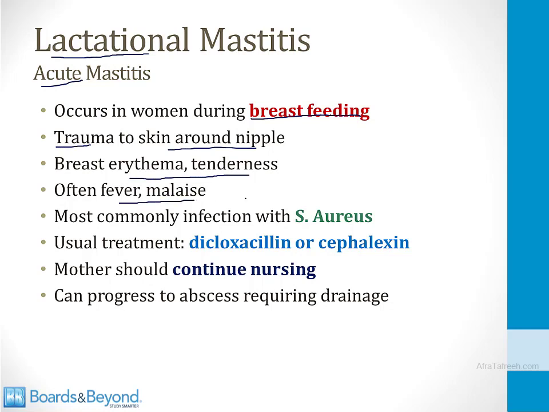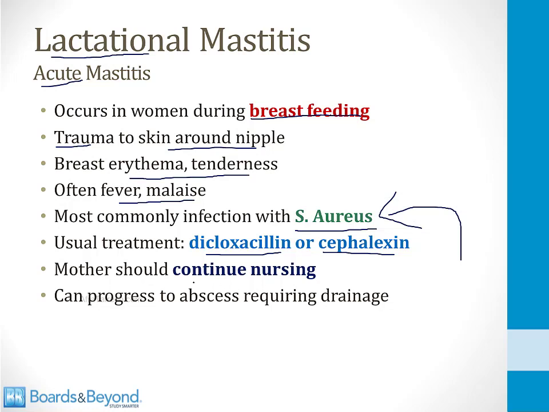This can then lead to erythema and tenderness of the breast and even sometimes fever and malaise. Most commonly, this is caused by infection with Staph aureus, which, as you know, is a skin flora, and an easy way to think of this condition is that it's just like cellulitis of the breast. The usual treatments are the antibiotics dicloxacillin or cephalexin, both of which have activity against Staph aureus.